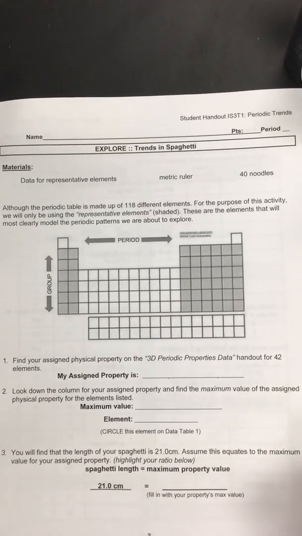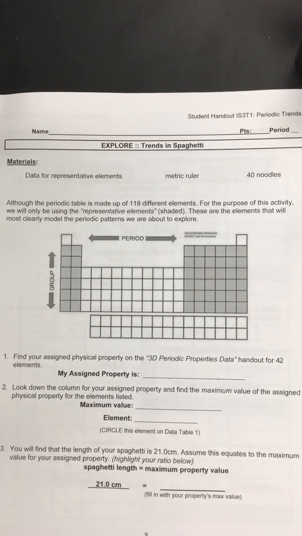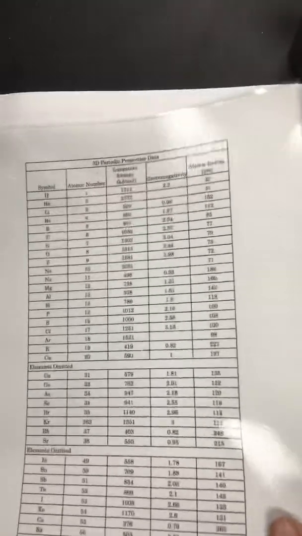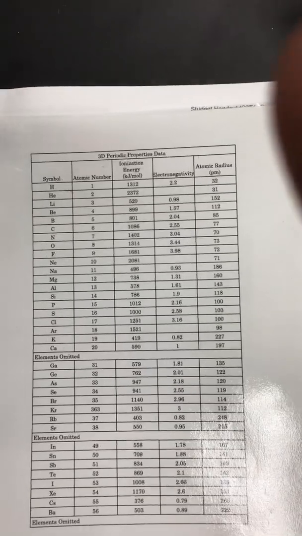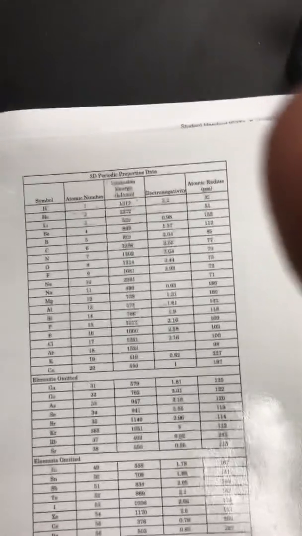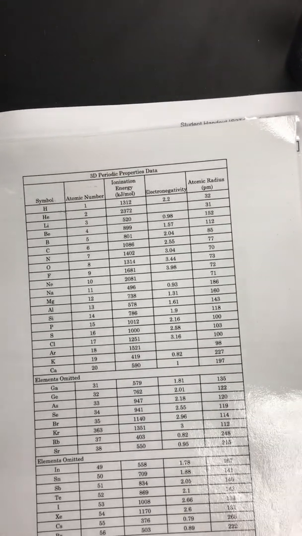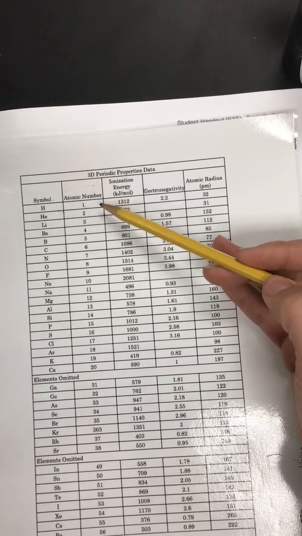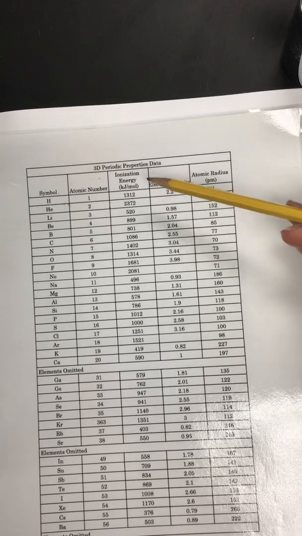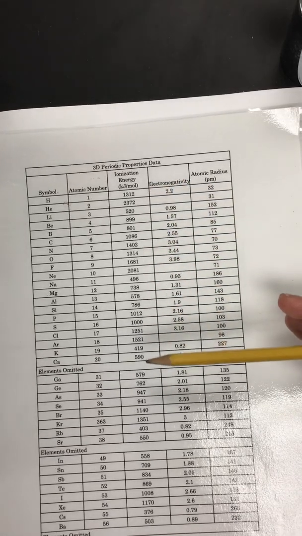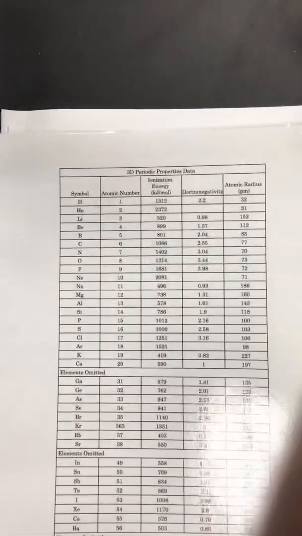For number two, it says to look down the column for your assigned property and to find the maximum value. The way you would do that is to take a look here. So if we look at our 3D periodic properties data, you can see, sorry, forgive me, I gotta adjust the iPad. You can see that you have each of the different columns represented. You can see the symbol, the atomic number, and then each of the different properties. You are one of these three. And you can see that if we go down the column, you can see each of the different numbers. All you're doing is recording the largest number for each.